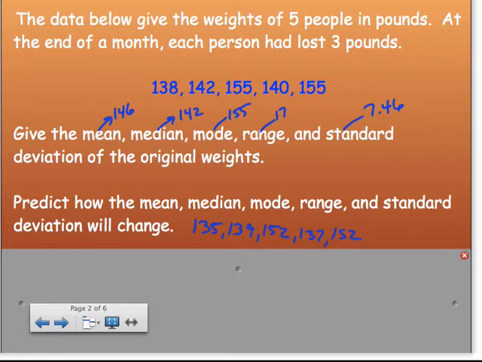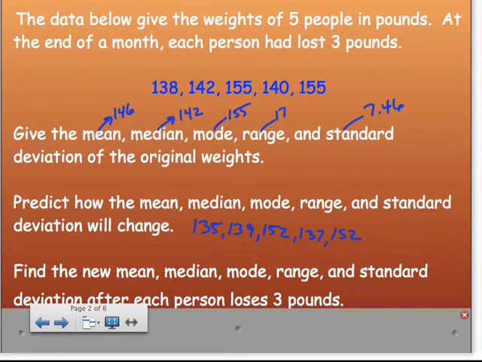I know I can remake the same list and recalculate all 5 of those, but realistically, what should happen? If I look at the mean, median, mode, range, and standard deviation, what should happen? Think about what could happen if all I did was take every one of those numbers and reduce them by 3. Now, let's figure out what actually does happen.